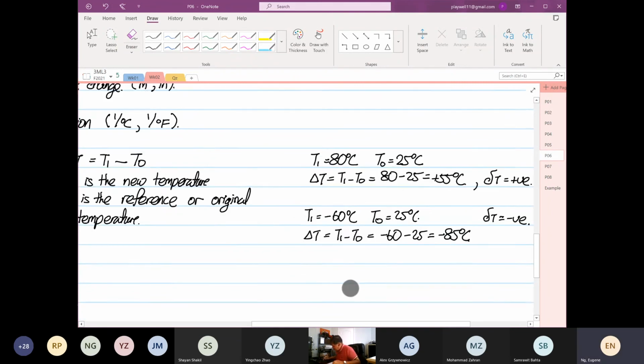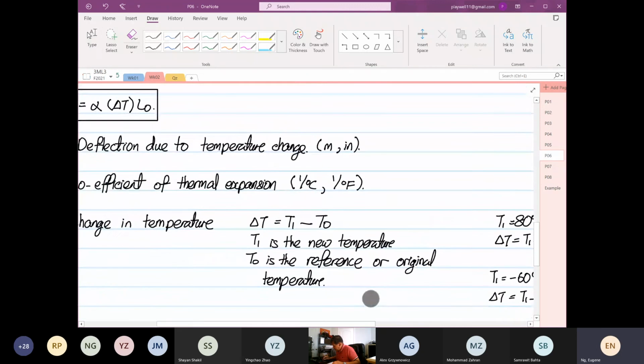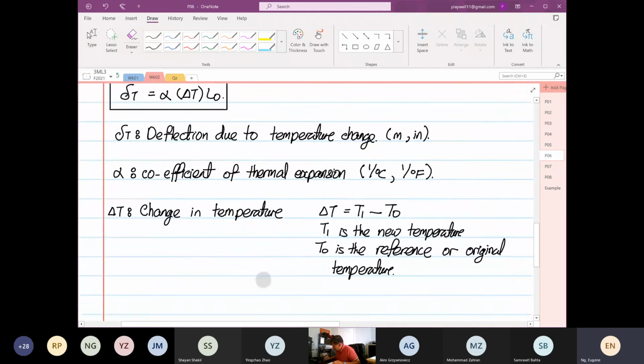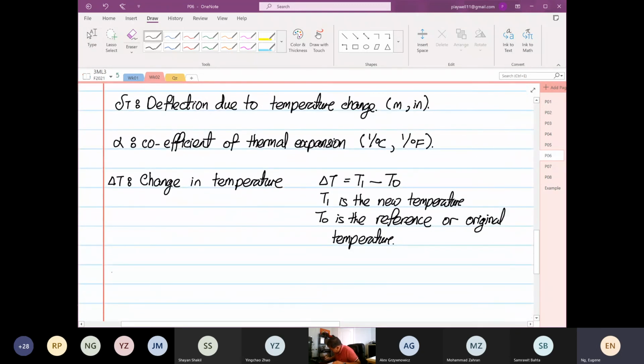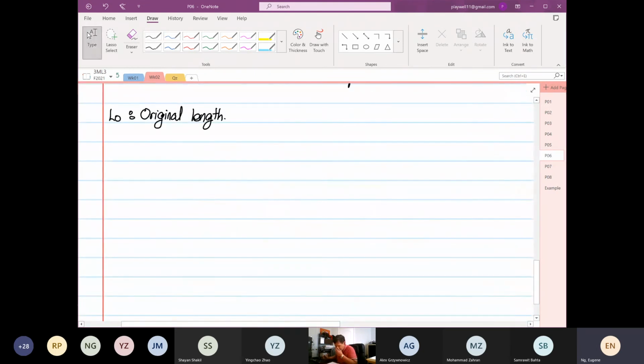Any more to add in? Did I define L naught? Oh, sorry, I did not define L naught. L naught is the original length. Okay, I'm going to show you the solution procedure again. So, solution procedure.